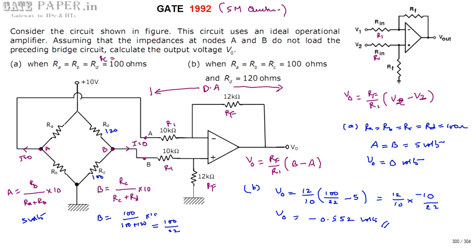Okay, generally this type of bridge is connected across transducers whose output voltage, whenever it varies, that change in output voltage is converted into an output voltage with gain with the help of an operational amplifier. So the output voltage for this question is minus 0.552 volts. Thank you.